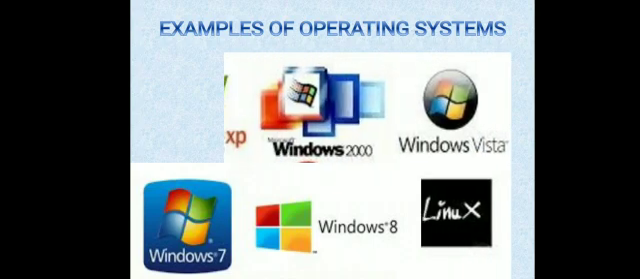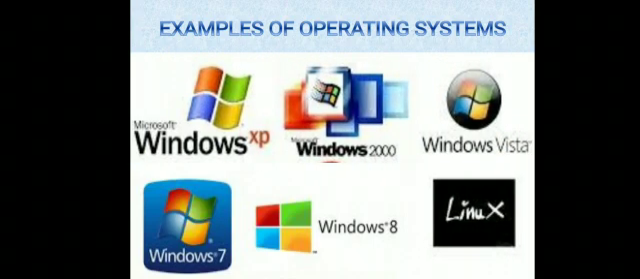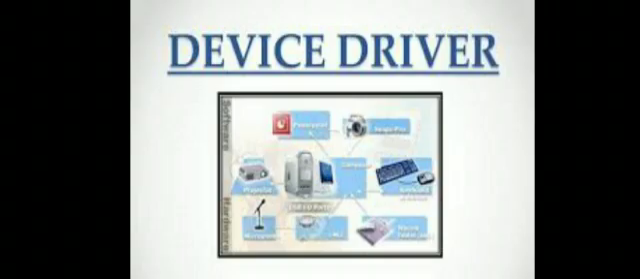Okay children, next we see the example of operating system. So the example of operating system is what? Windows and Linux. Okay, Windows XP, 2000, Windows Vista, Windows 7, Windows 8 and Linux. These are all some examples of operating system. Okay, next the second type of system software is device driver. Okay, what is device driver?